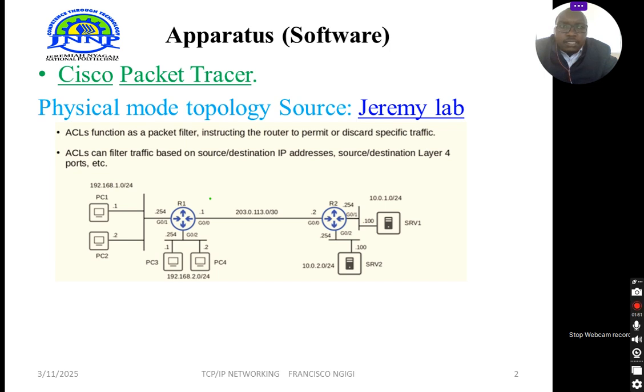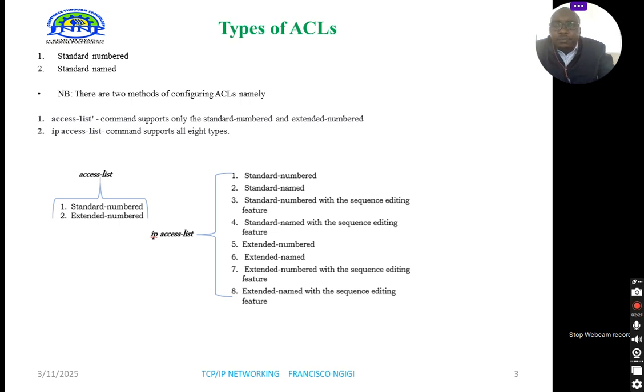ACLs are configured on interfaces to permit or deny, just like we have that ACL function as a packet filter, instructing the router to permit or discard specific traffic. ACLs can filter traffic based on source and destination IP addresses, and source or destination layer 4 ports. The source is from Jeremy Lab.